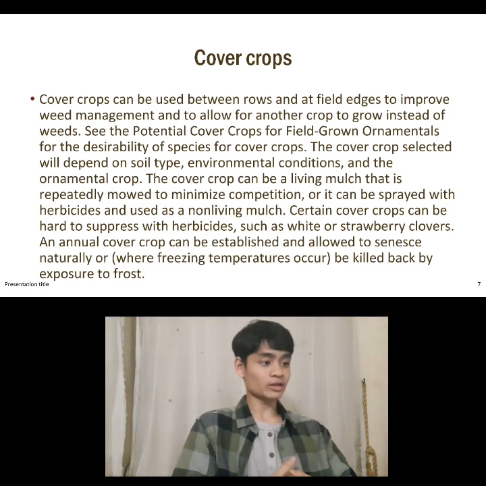The cover crop can be a living mulch that is repeatedly mowed to minimize competition, or it can be sprayed with herbicides and used as a non-living mulch. Certain cover crops can be hard to suppress with herbicides, such as white or strawberry clovers. An annual cover crop can be established and allowed to senesce naturally or, where freezing temperatures occur, be killed back by exposure to frost.